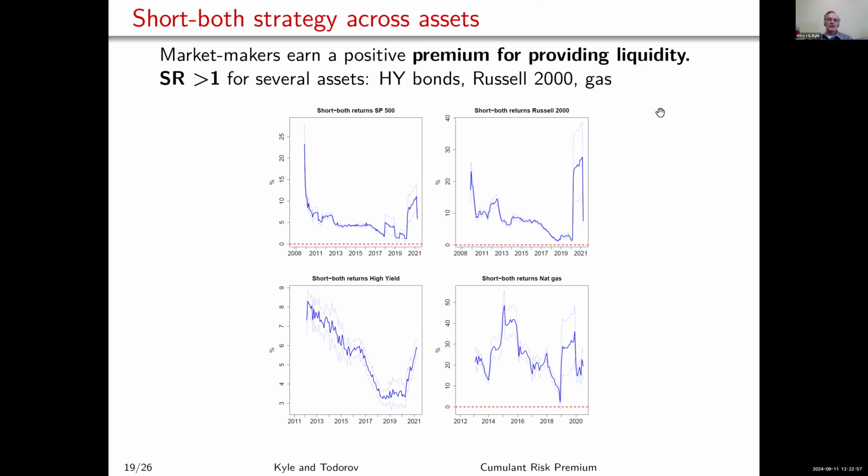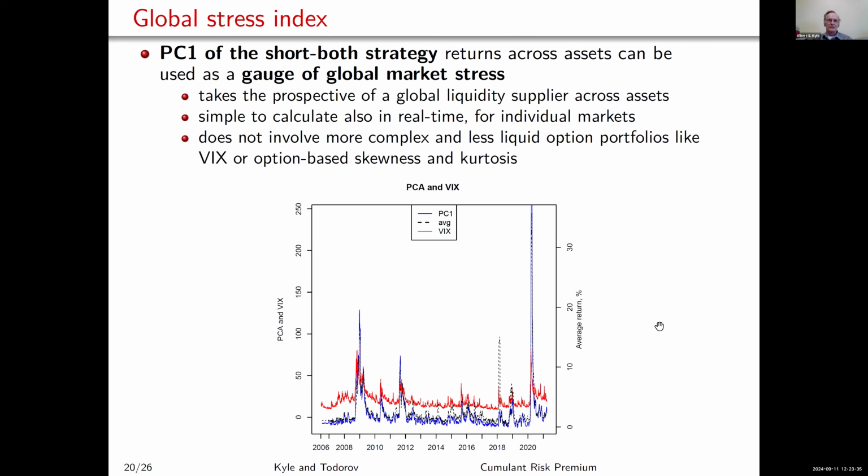So these are plots that show that market makers earn a positive risk premium for providing liquidity. Sharpe ratio is greater than 1 for several assets, high yield bonds, Russell 2000, and natural gas. So these are, I think, the rolling windows of how profitable it would be to short both the leveraged long and the leveraged short ETFs. And seeing these pictures, it looks like it's consistently profitable. Whether it's statistically significant, like I say, you can kind of argue about it.